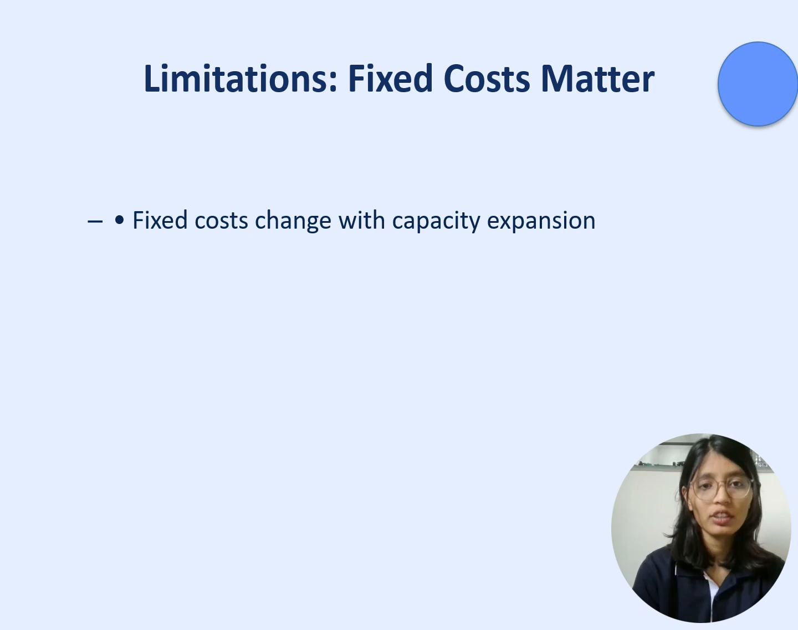In marginal costing, fixed costs are ignored for product costing. However, in reality, fixed cost may change due to expansion or increase in capacity. Ignoring fixed cost may lead to incomplete decision making.